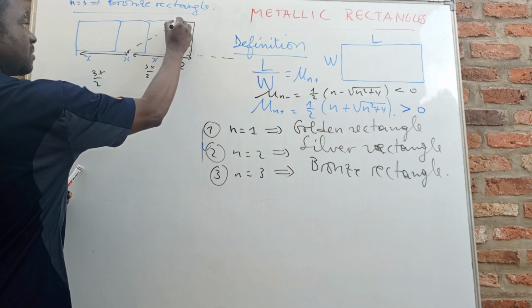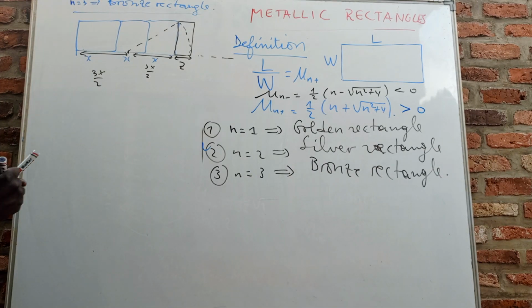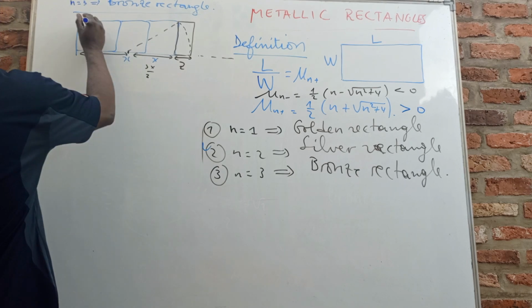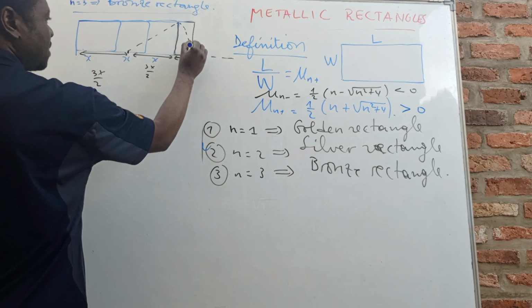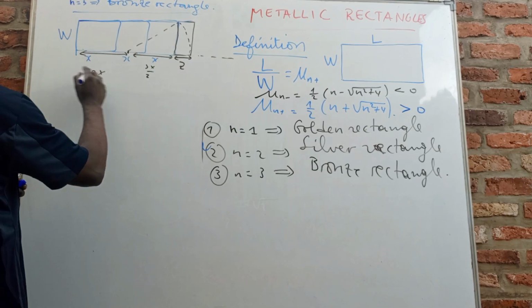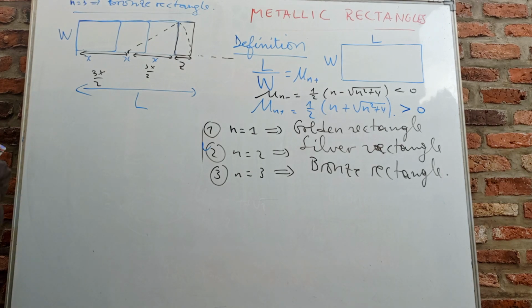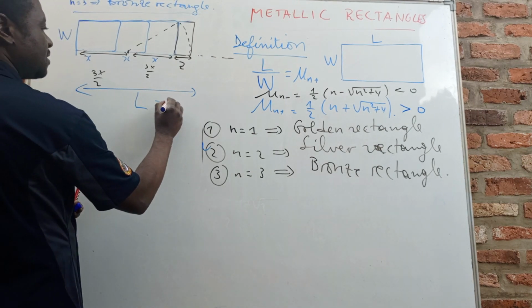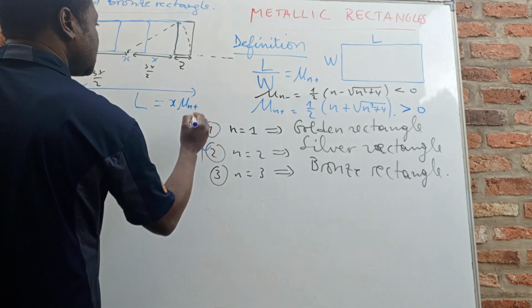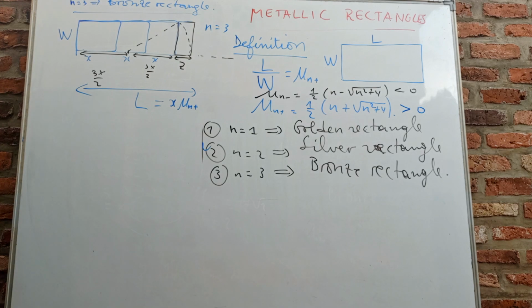You get a rectangle here. Okay, we can also prove that this rectangle is a bronze rectangle, like it is the case for this big rectangle here, with the width here and the whole value being the length. First of all, we show that the length is x times the metallic ratio, with, of course, n equal to 3. That is what you have said.